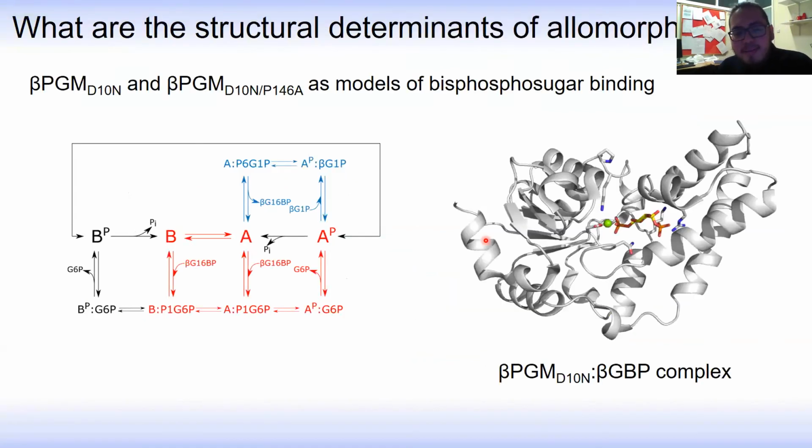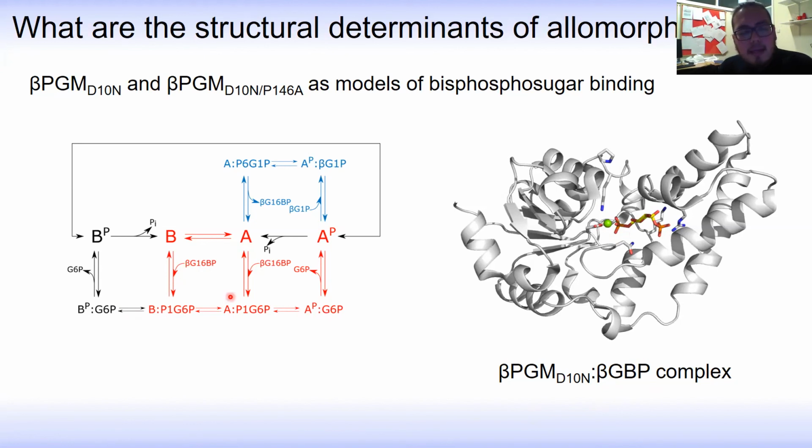So now I want to talk about what's next as the end of my PhD. Now I want to know more about the structural determinants of allomorphy, how GBP is able to promote this isomerization and FBP is not able to do that. So for that, I'm using the D10N variant and the double mutant D10N P146A. We know that D10N is able to form stable trapped complexes with glucose bisphosphate, as we have published already. So now I want to use these models to study how these complexes look in the model and see what's happening there.